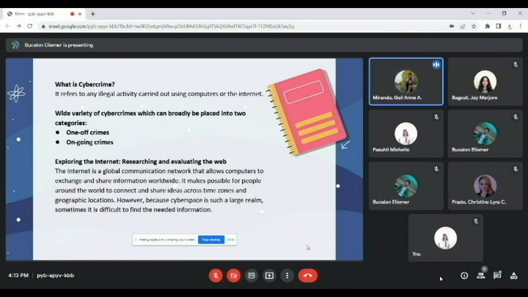Exploring the internet, researching, and evaluating the web. The internet is a global communication network that allows computers to exchange and share information worldwide. It makes it possible for people around the world to connect and share ideas across time zones and geographic locations. However, because cyberspace is such a large realm, sometimes it is difficult to find the needed information. So the most effective way to explore the internet is to have strategies in place for doing research on the web and for evaluating the websites. And commonly, this is important among schools in doing researches and other related works.